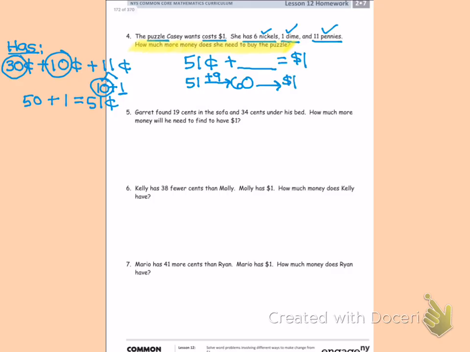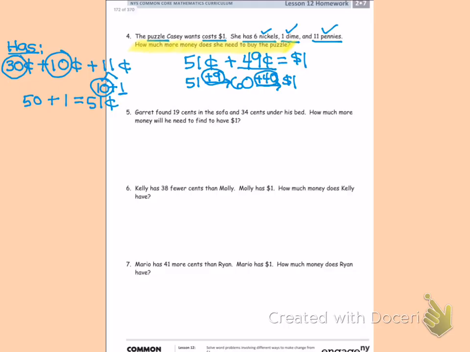I know that $1 is the same thing as 100 cents. If I have 60 cents, that's 6 tens. How many more tens do I need to make 10 tens or 100 cents? Well, 6 tens plus 4 tens is 10 tens, and 4 tens is 40. I can add this up, 40 plus 9, and that makes 49 cents. Using the arrow way, I was able to determine the missing amount that Casey needs in order to have enough money to buy the puzzle.